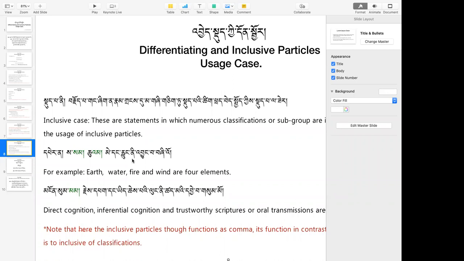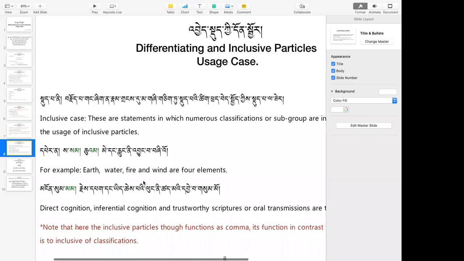So, sasam chuvam metang luni chungwashiwo. Sa, earth; chu, water; me, fire; lung, wind. Chungwashi, four elements. So earth, water, fire, and wind are four elements. So these four are four elements. We see that each of these different classifications which are stated are now included in the final collective.